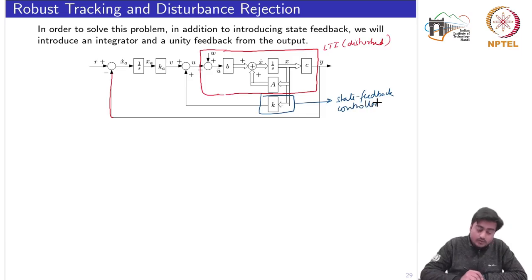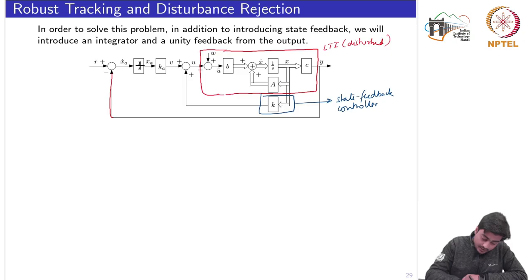We have been designing so far so that the eigenvalues of the closed loop system can be placed at a desired location, right? And it contributes to the u as Kx.